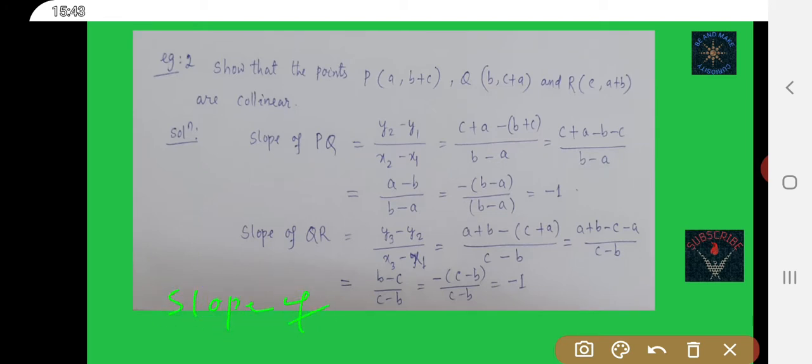So now you see slope of PQ is equal to slope of QR. Minus 1, minus 1. So we can write P, Q and R are collinear points. Okay. Next.